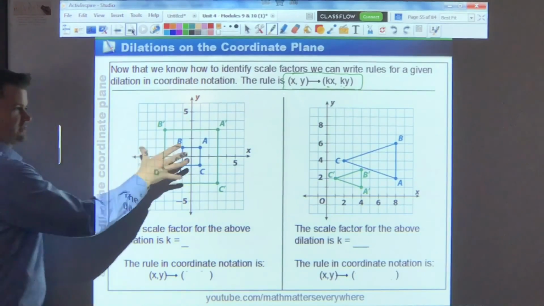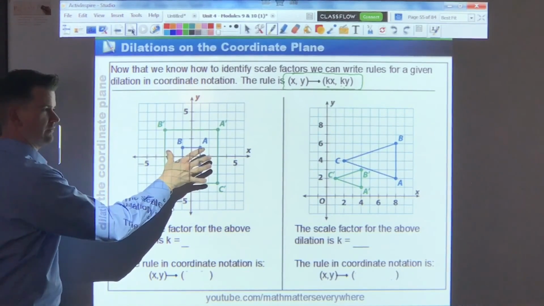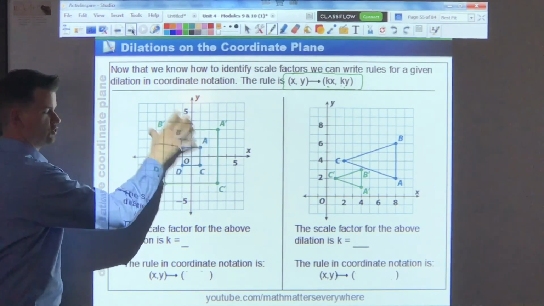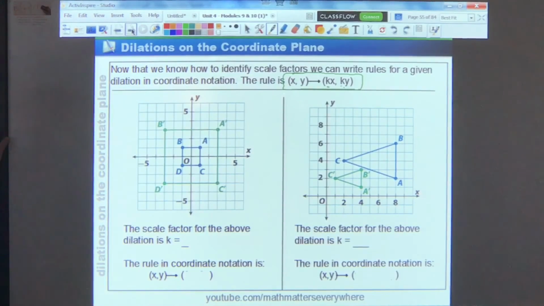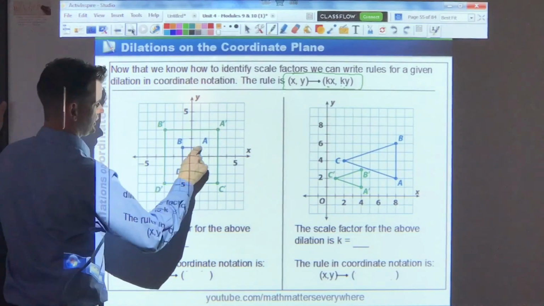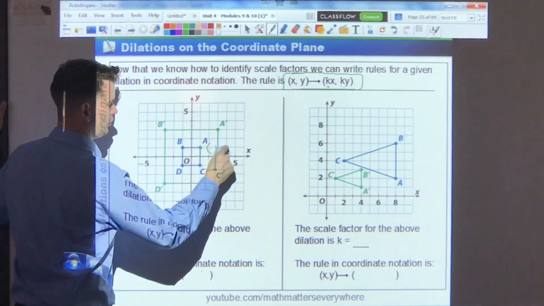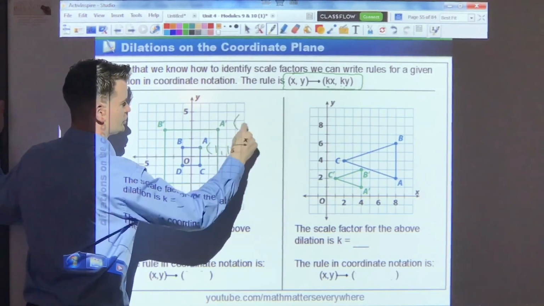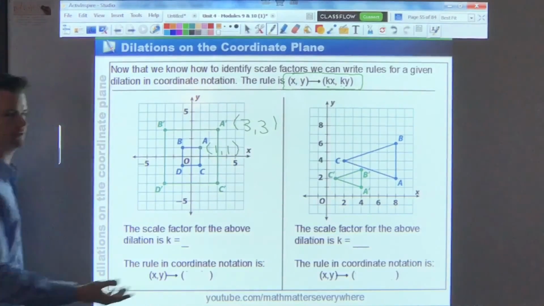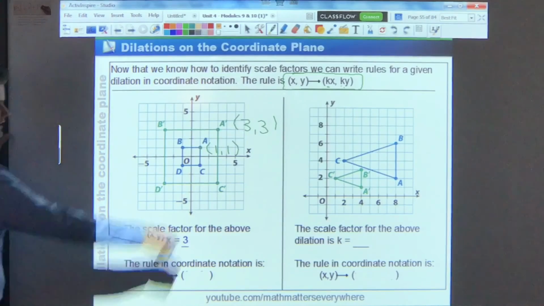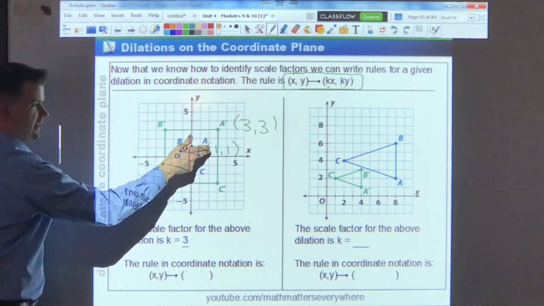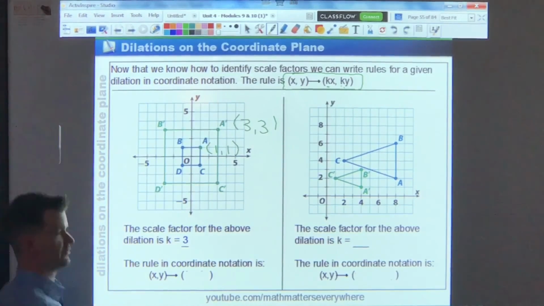Now this, if this looks familiar, it should. You saw this on the very first slide today. I told you that the scale factor was greater than 1, but I didn't tell you the scale factor. Let's see if you can find it quickly. I have A, 1 comma 1. I have A prime, which is 3 comma 3. What's the scale factor? 3. So my scale factor is 3. X prime divided by x, 3 divided by 1, gives me 3.